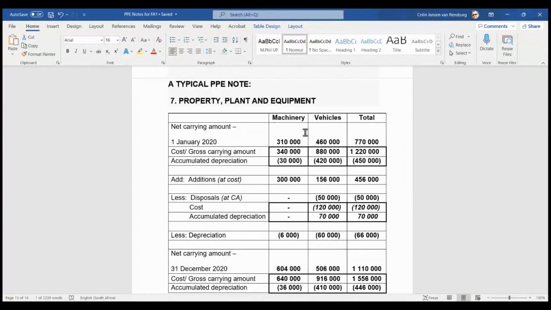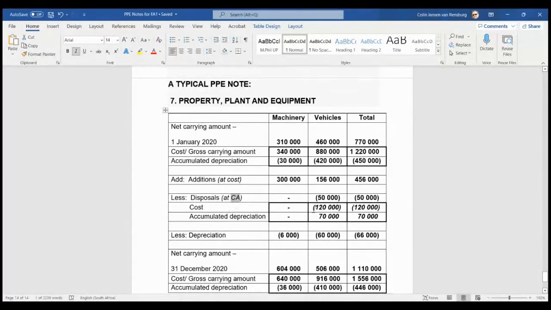I've just added there the gross carrying amount. That is for future reference, because sometimes when we are using the revaluation method, that will not be the cost, that will be the revalued amount. But we'll only look at that next year. Okay. So for our purposes, it'll be the cost less the accumulated depreciation. Then we add the additions at cost. We take out all the disposals, and very important to note there, ladies and gentlemen, at its carrying amount.